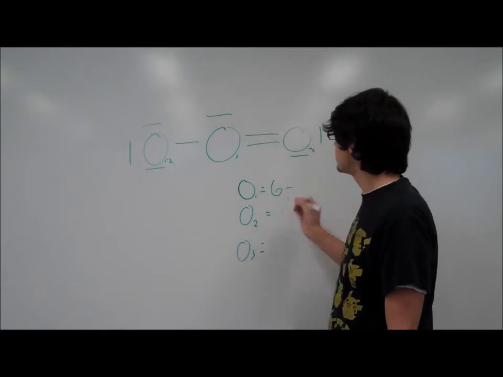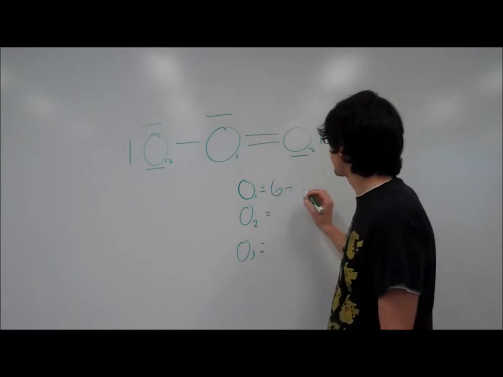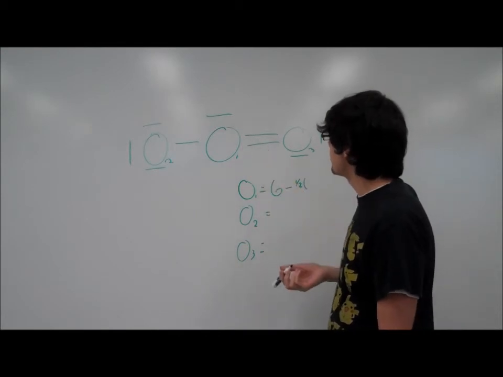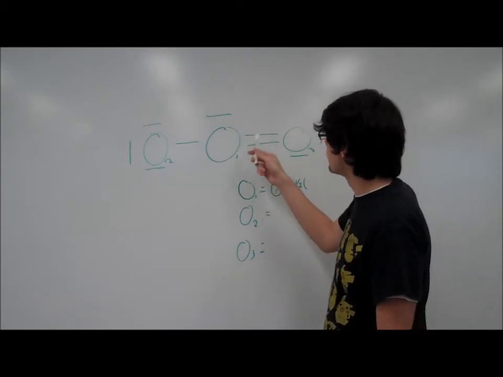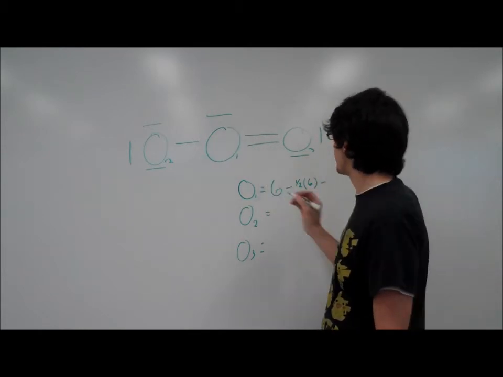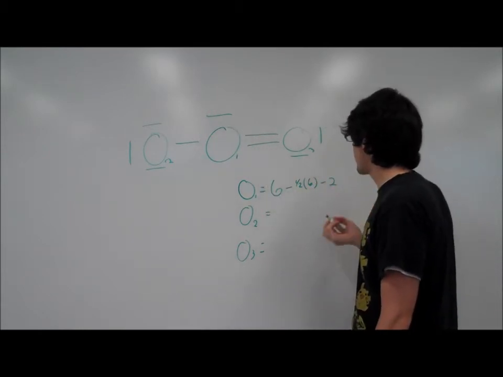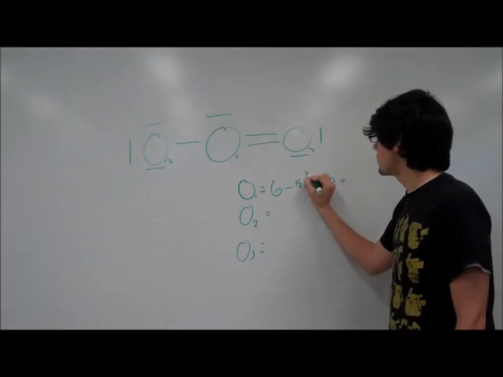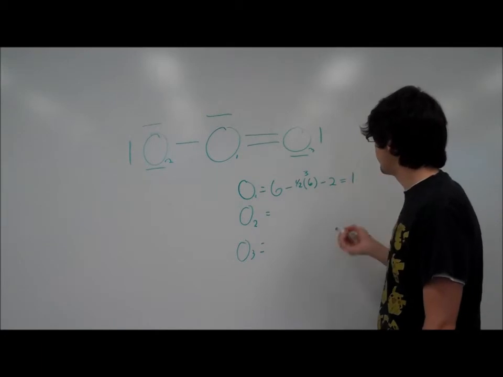Now, we subtract this by 1/2 times the number of our bonding electrons, which of course is 1, 2, 3, 4, 5, 6, and subtracted by the number of lone pairs, which is 2, which will give us a charge of +1 for oxygen 1.